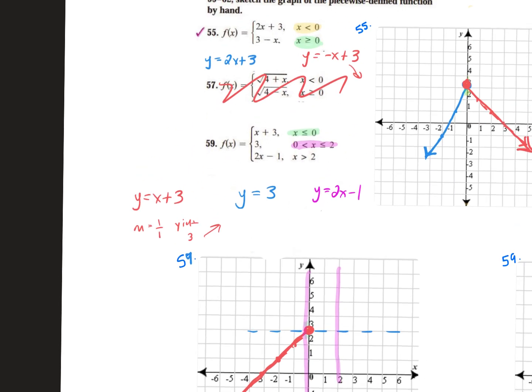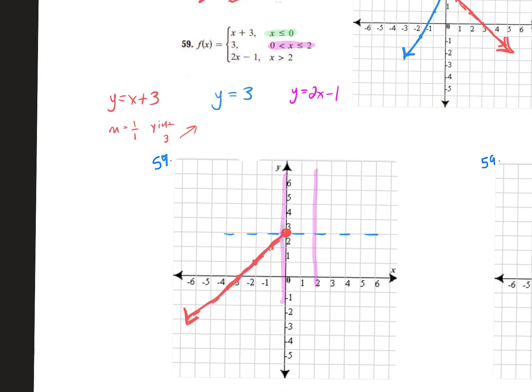The inequality says you want the piece of this function between 0 and 2. So where am I keeping and where am I getting rid of? I'm going to keep this stuff here in the middle. And then what do I do with everything else? I'm going to erase it. Good. So we're going to erase.